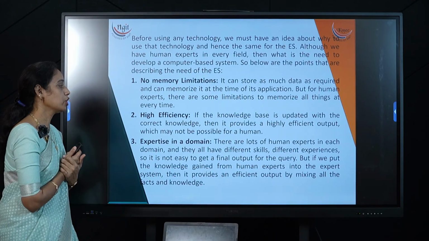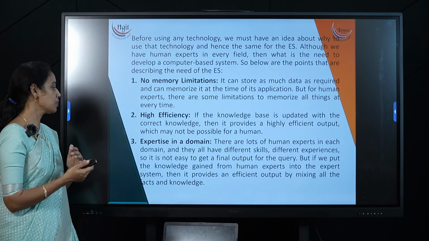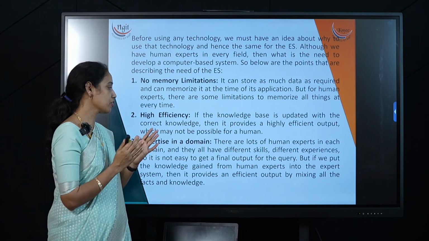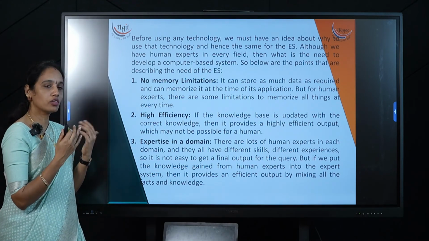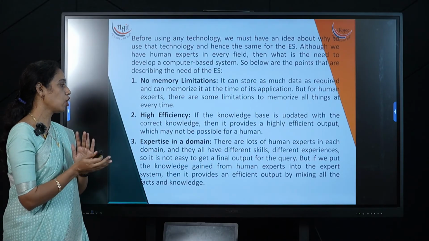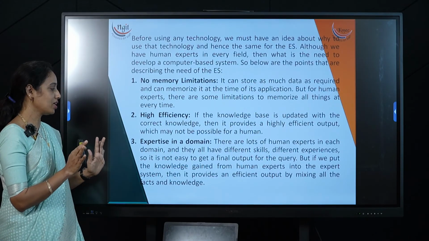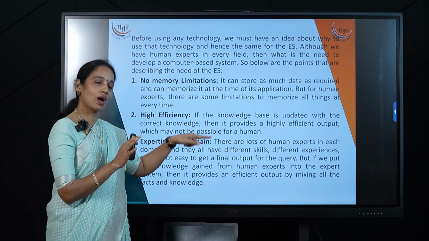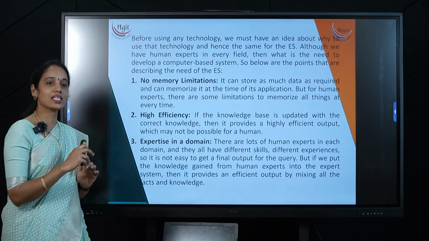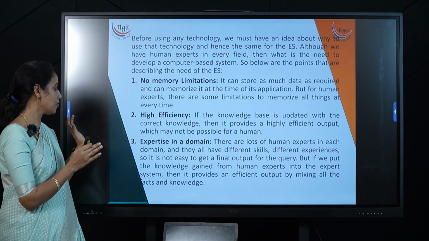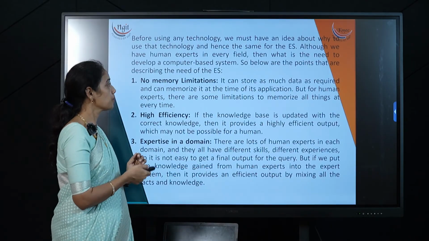Then expertise in a domain. There are a lot of human experts in each domain, and they have different skills and different experience, so it is not easy to get a final output. But if we put all the knowledge gained by different human experts into one expert system, then it provides an efficient output by combining all the facts and knowledge.